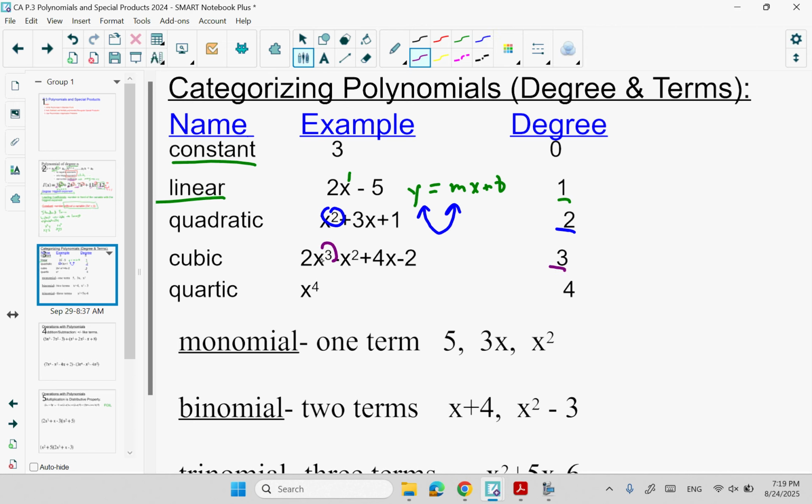Cubic has a degree of 3. They tend to take the shape of that. And then quartic would be a degree of 4. They also tend to have some parabolic patterns when it comes to end behavior. Sometimes these tend to be the same, but sometimes the stuff in the middle gets a little messier, so I wouldn't worry about that shape too much.